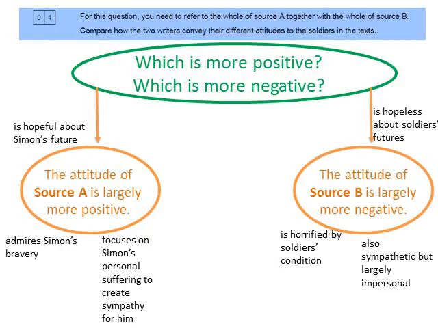And for source B, we might say that it's largely negative because the writer is horrified by the soldier's conditions, it's hopeless about the soldiers' futures, and it's negative because although it's sympathetic, it's largely impersonal, so there's no kind of sense of engaging with one particular soldier.